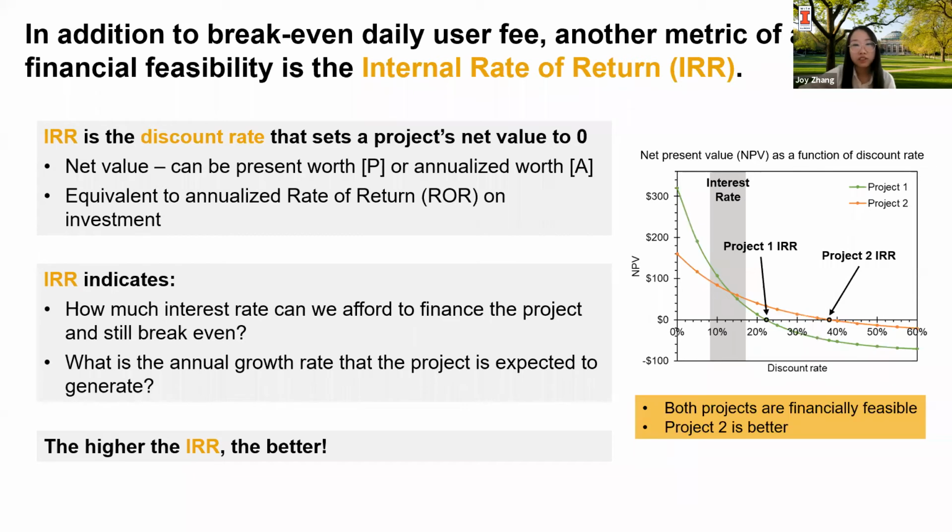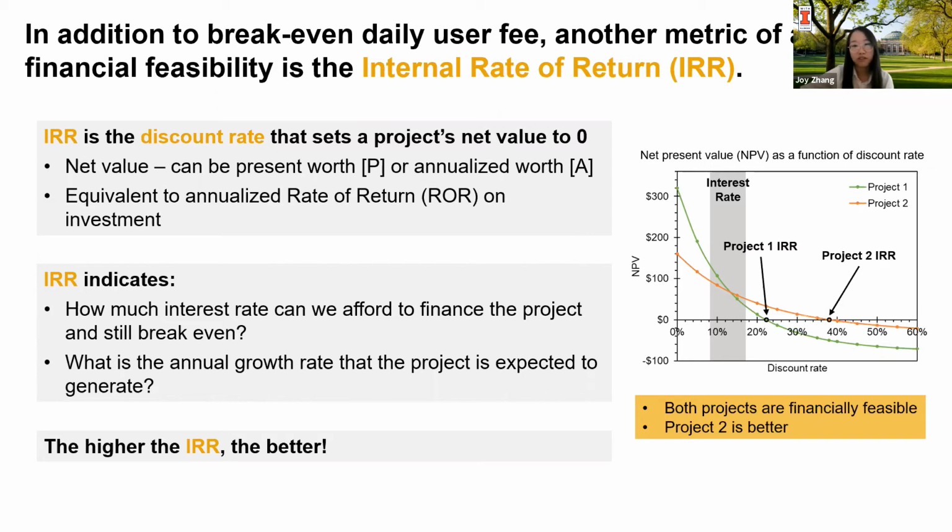So I want to introduce how we can understand this graph and interpret these values we get, because it's defined as the discount rate that sets a project's net value to zero. It generally means IRR is the annual growth rate that the project is expected to generate. And we can also see it as the amount of interest rate we can afford to finance the project and still break even. That means that when we estimate a higher IRR, the project is more profitable.